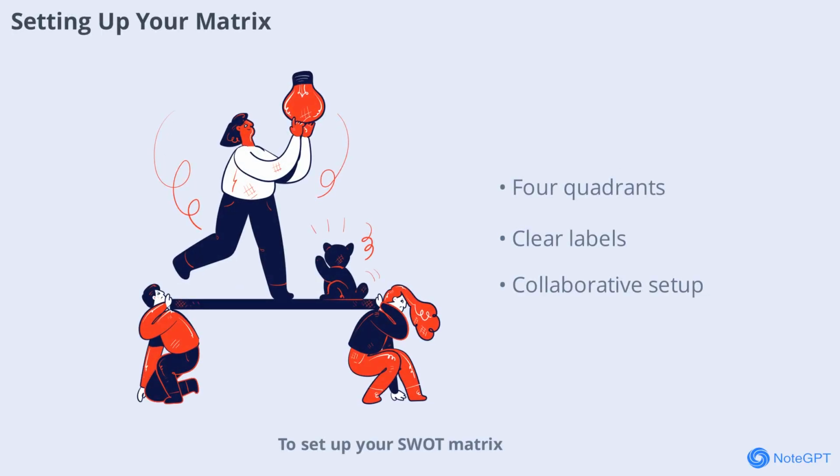Set up your SWOT matrix. Start by drawing a large square and dividing it into 4 equal quadrants. Label each quadrant with one of the SWOT categories. This visual layout helps you organize your thoughts and ensures nothing gets overlooked. You can use sticky notes, a whiteboard, or digital tools, whatever works best for your team. The key is to make the process collaborative and open to input from everyone involved.